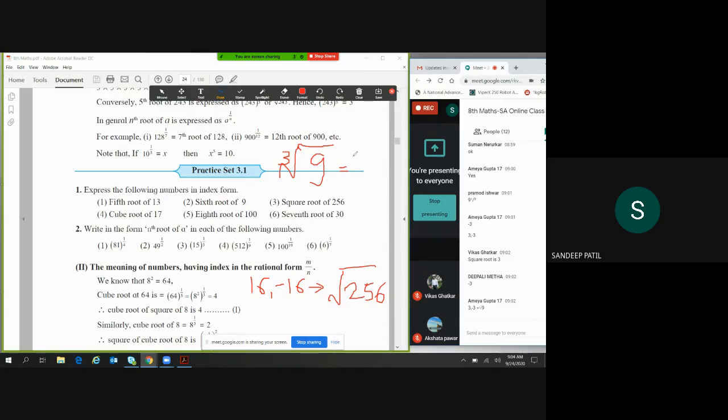Okay, so people are writing 3 comma minus 3. So only 3 is the answer. There is no minus 3 here. So please try to understand, what does it mean? What is the basic fundamental behind this? They have asked the question, cube root of 9, right? So what does it mean?